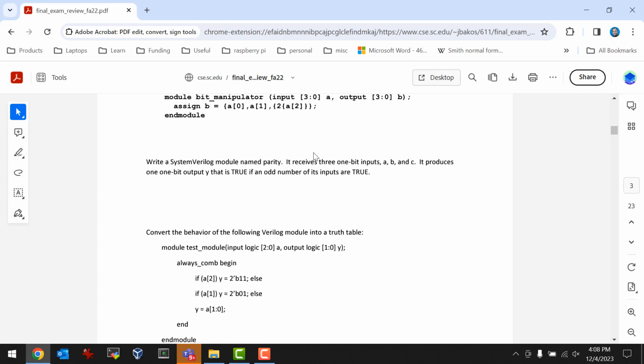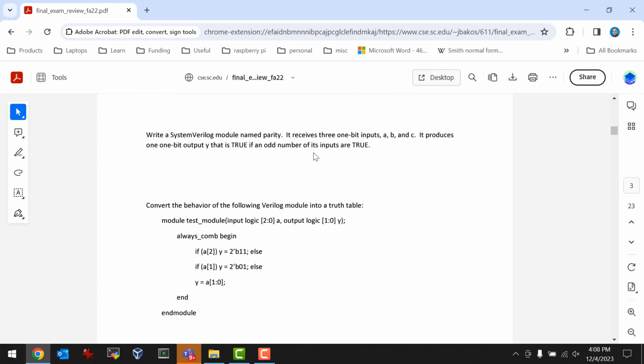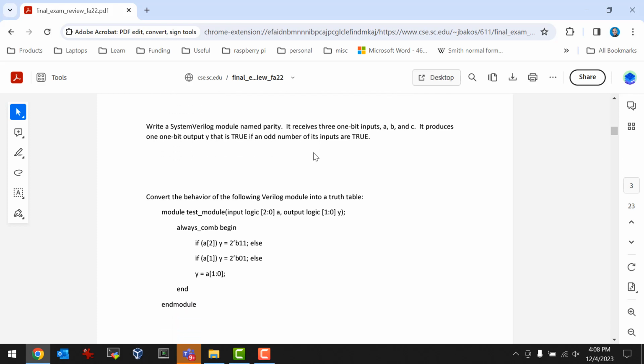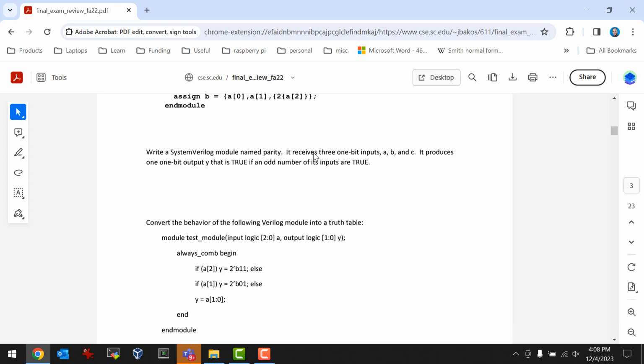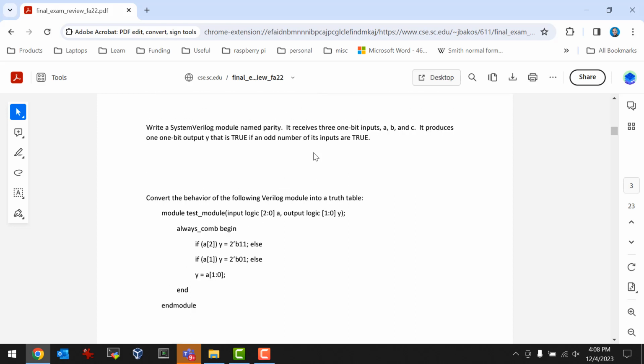Okay, write a SystemVerilog module named parity. It receives 3 1-bit inputs, A, B, and C. It produces a 1-bit output Y that's true if an odd number of its inputs are true. That's just an XOR, right? You can just do an XOR on that. Odd number? Yeah, XOR. So you just assign Y to be A XOR B XOR C. XOR being a caret.